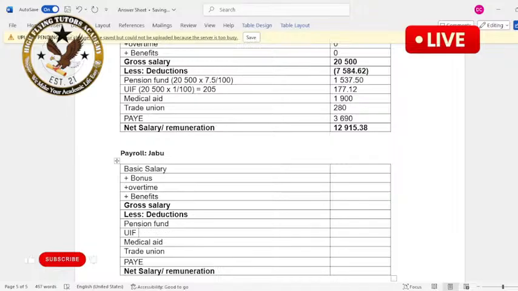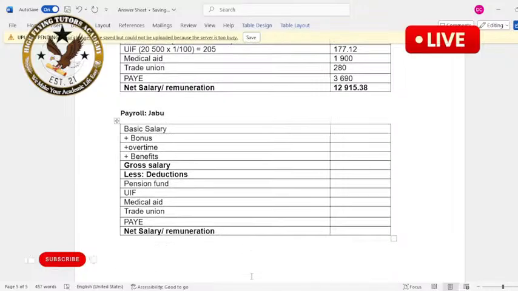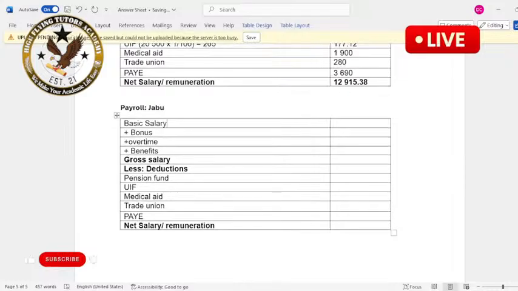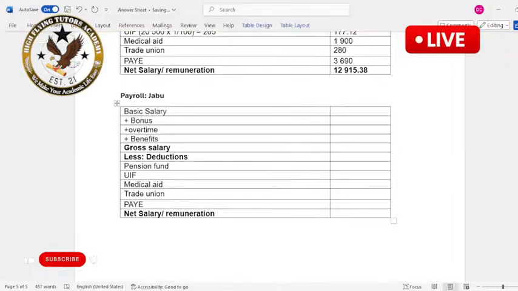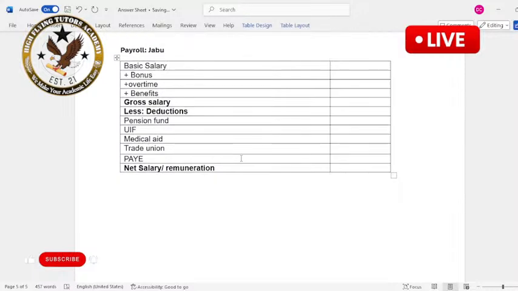All right, and now let's go and check the question. Now I'm done with the format right there. We're going to check the question and then we'll take it from there. So we're doing Jabu now. Let's go to the question.